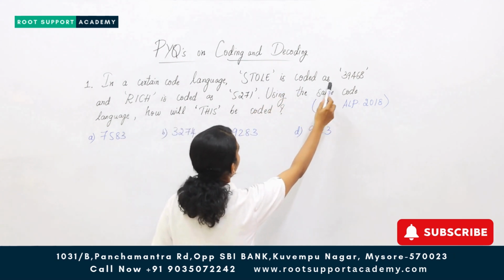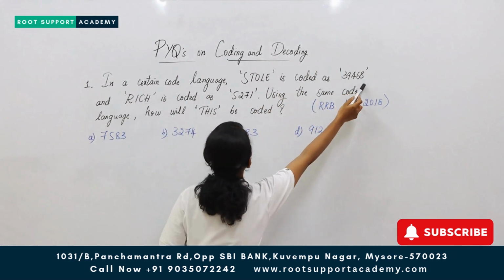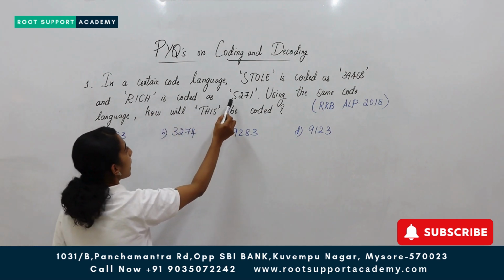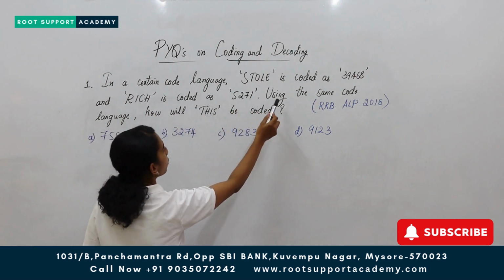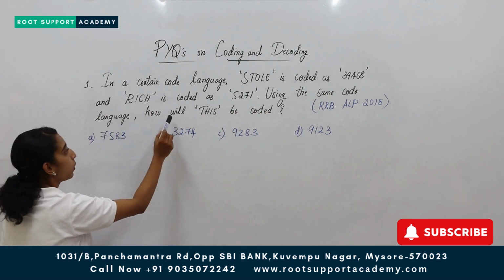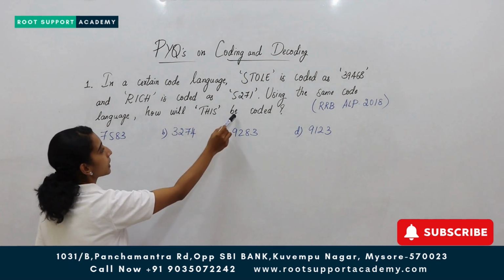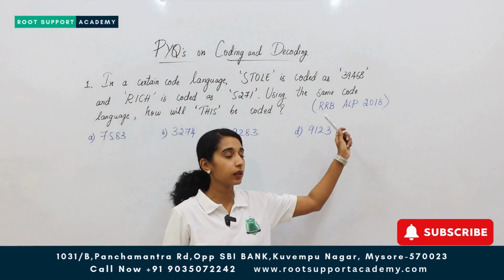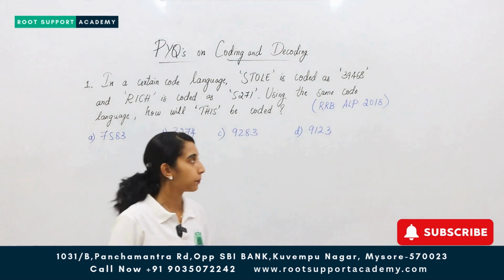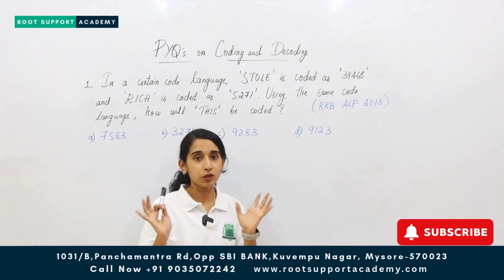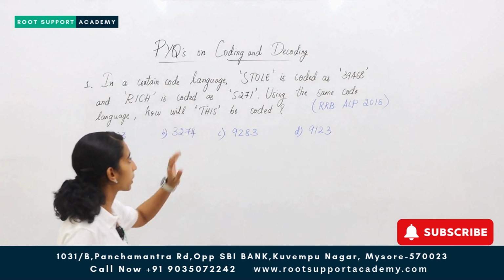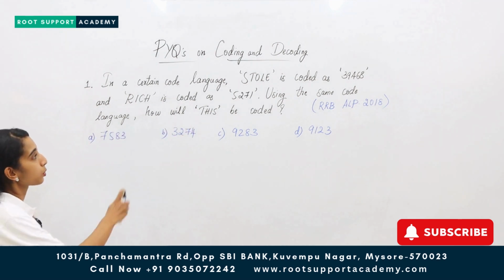STOLE is coded as 39468 and RICH is coded as 5271. Using the same code language, how will THIS be coded? This question is from the RRB ALP 2018 question paper. This is not that complicated. It's very simple. What is STOLE coded as?